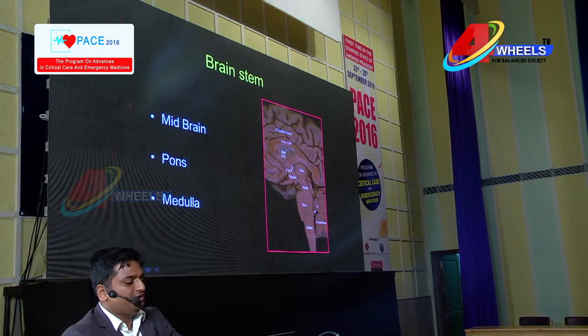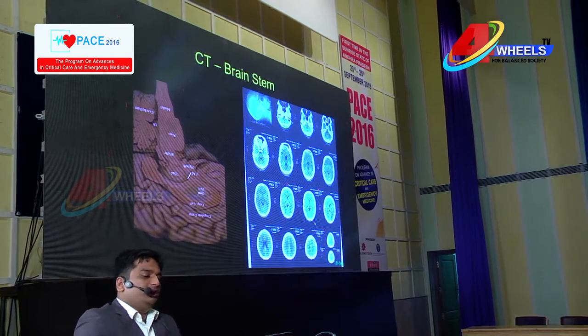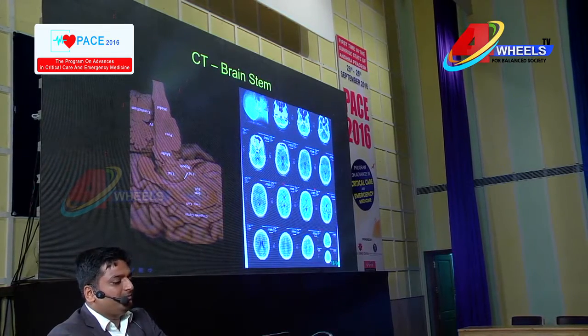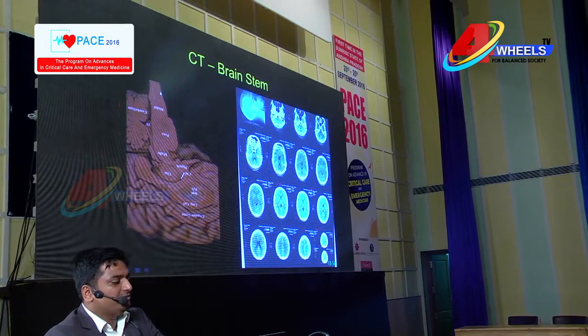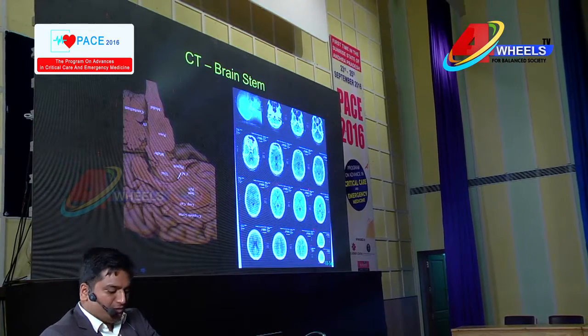Posterior to the pons we have fourth ventricle, posterior to that is your cerebellum. Again, if I correlate, the first structure, what will it be? It will be the lower portion of the brainstem, that is medulla. So the first structure which we get is the medulla.